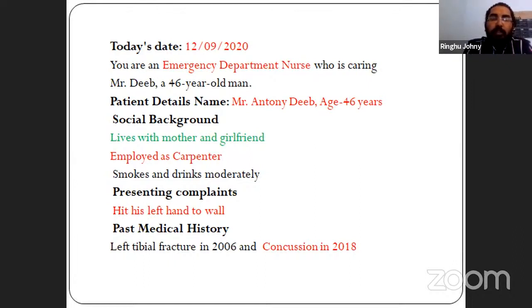Remember, we should have a word count of 180 to 200 words to complete the letter. So this is semi-relevant, and that's the social history. We can add his profession as a carpenter and where he is staying. Next, he smokes and drinks moderately. It doesn't matter because this task is not about any particular diagnosis, just something accidental that happened.